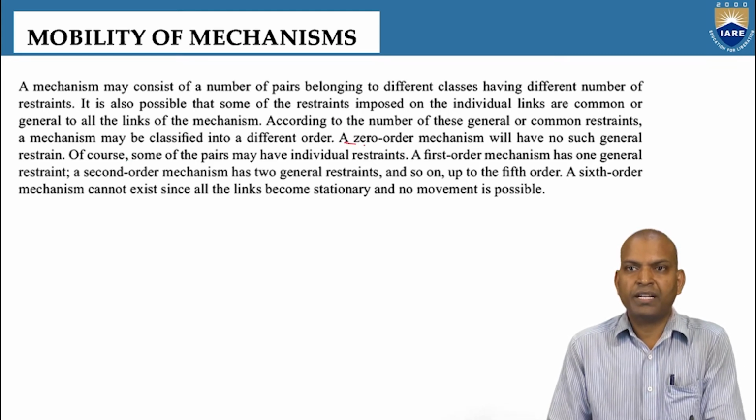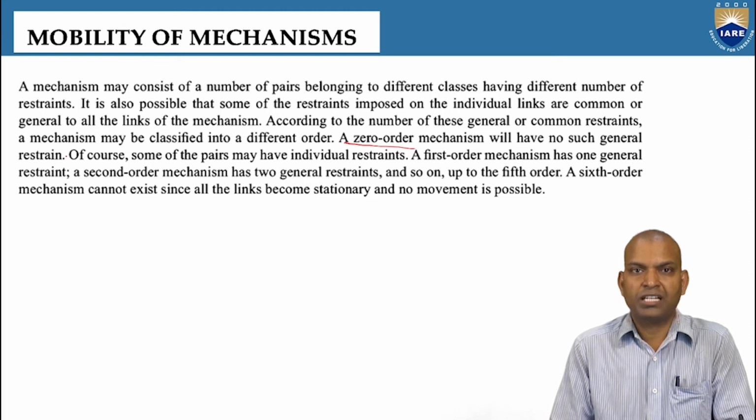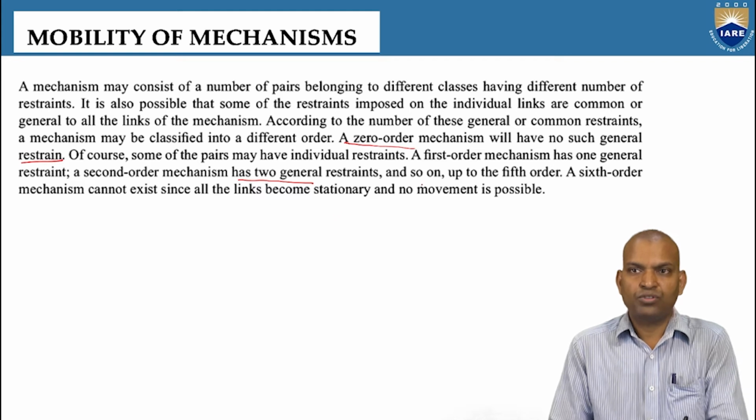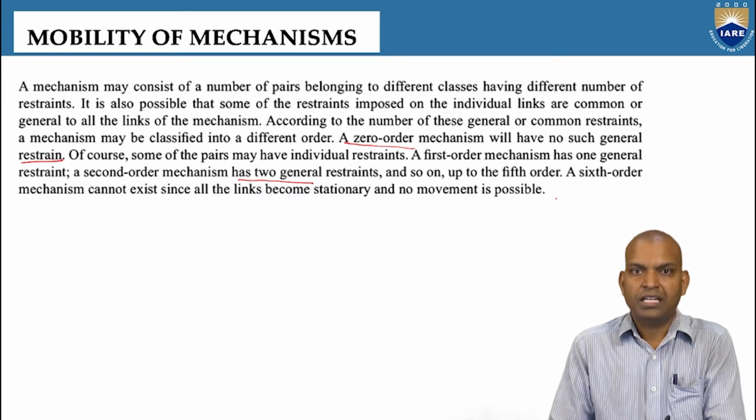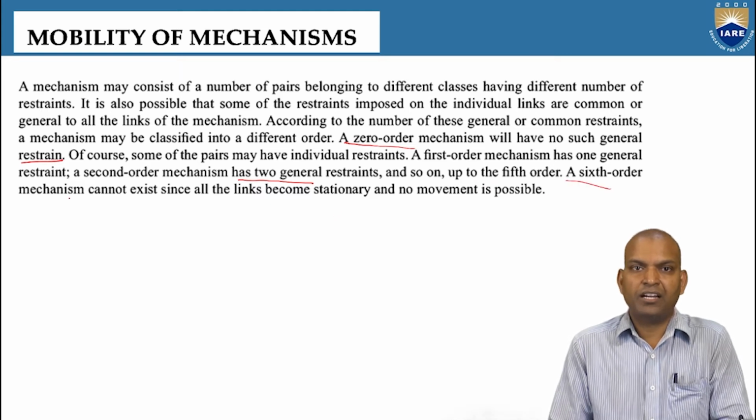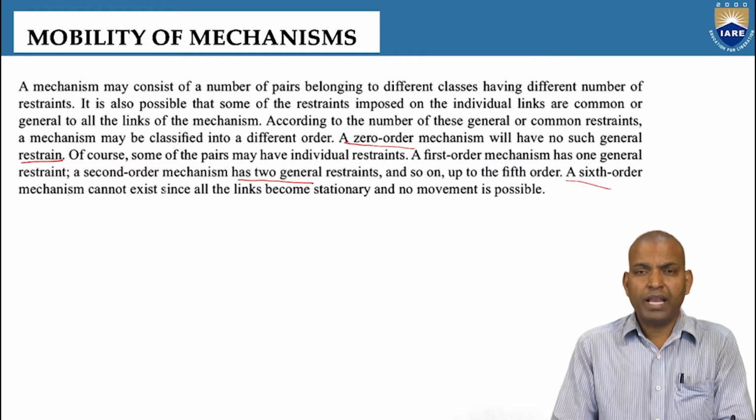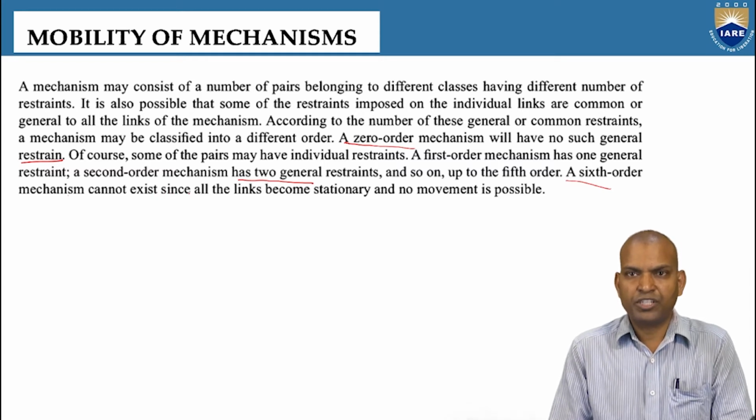A zero order mechanism will have no such general restraints. This is based on second order. Second order has two general restraints, and so on, up to the fifth order. A sixth order mechanism cannot exist, because all the links become stationary and no motion is possible. So based on the number of restraints, it is a first order mechanism or second order mechanism.